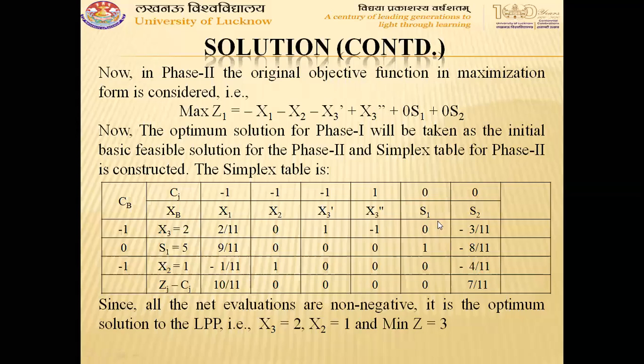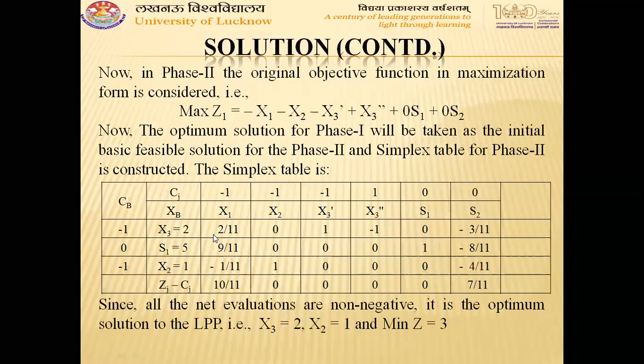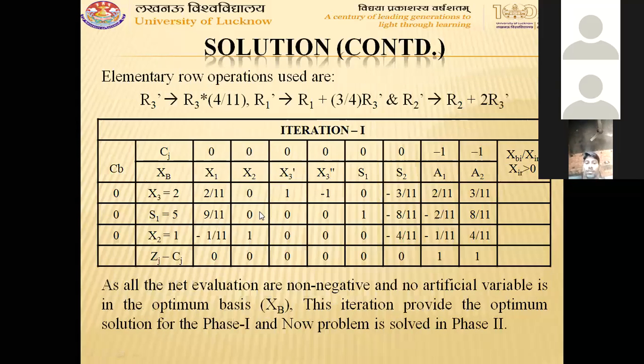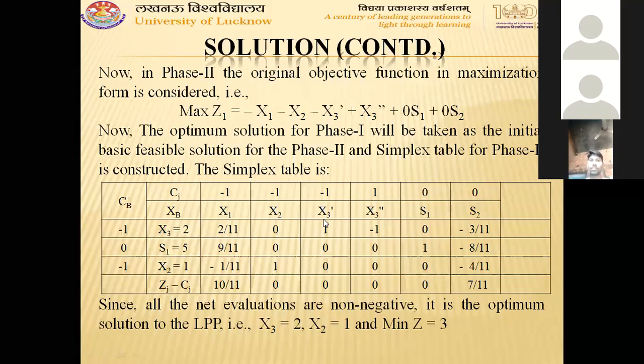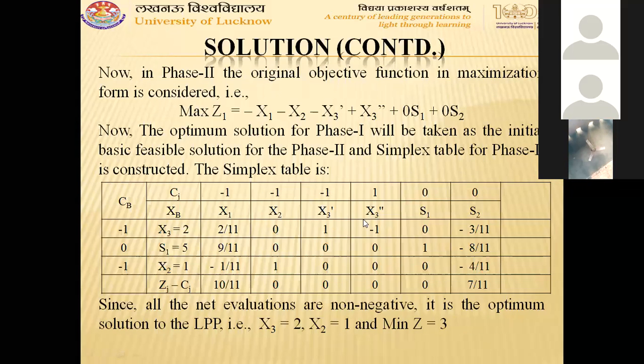Now this part of the matrix will be the same as the previous matrix. Here you can see 2 by 11, 9 by 11 and -1 by 11 in x1. So in phase 2 it is also 2 by 11, 9 by 11 and -1 by 11. For x2 it was 0, 0, 1, and here too it is 0, 0, 1. For x3 prime it is 1, 1, 0. For x3 double prime it is -1, 0, 0, and here also -1, 0, 0.